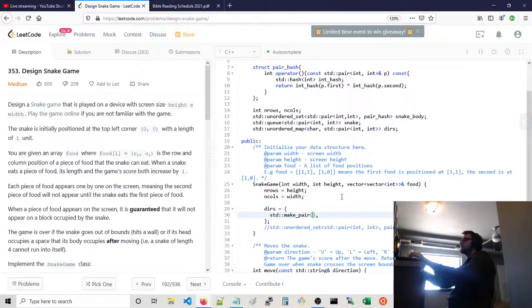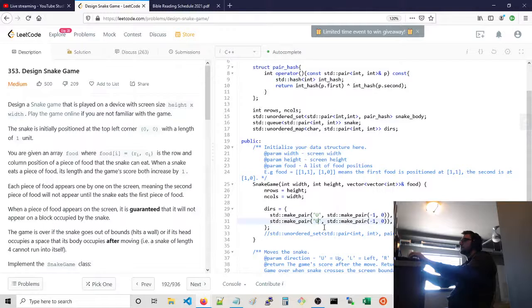We're going to have 4 pairs. It's row, column. We're going to say north, east, south, west. And actually, it's a pair to pair, right? There's a couple things here. So this pair is going to be up, and we're going to decrement our row and not touch our column.